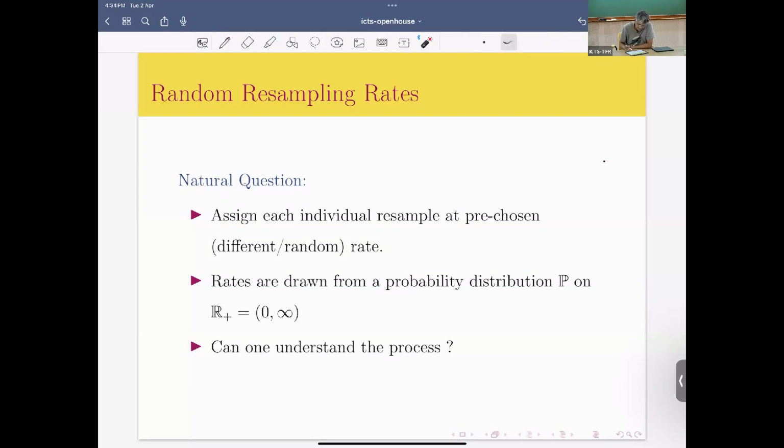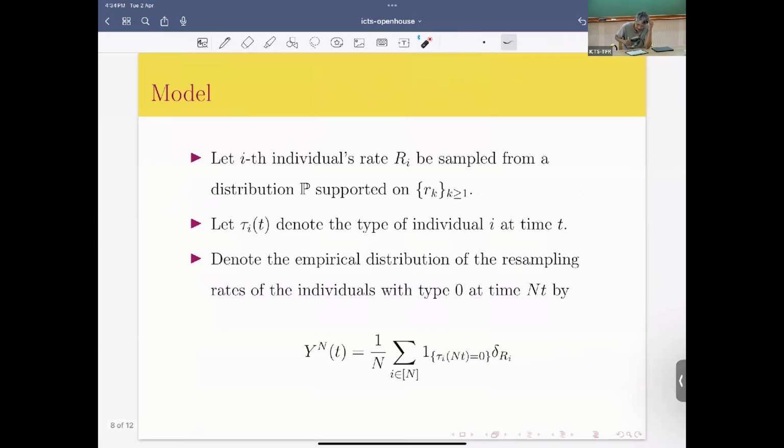And I haven't checked its application in terms of data, but something we thought about: to each individual, you assign a pre-chosen random rate of resampling. So you don't sample uniformly at rate 1, you have different rates for each person. Can you then understand this process? It turns out that the model becomes quite non-trivial. Okay, let me just define it first.